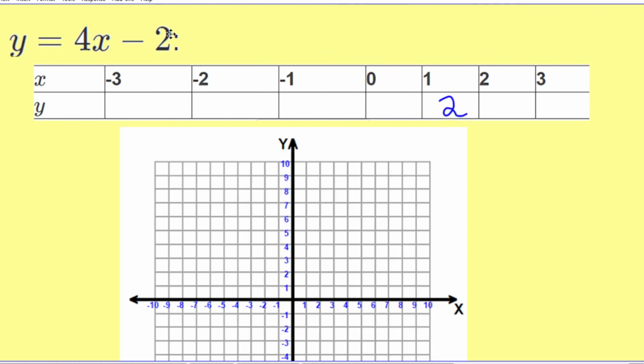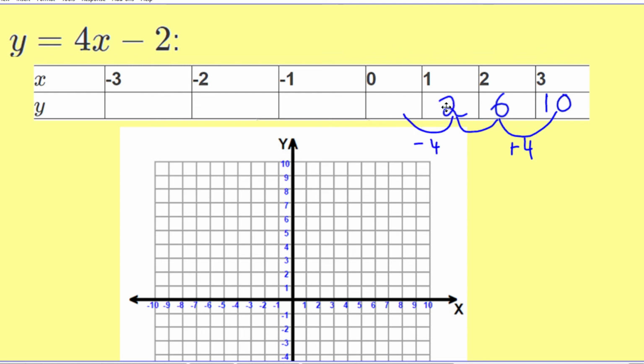2 times 4 is 8. Take away 2 is 6. 4 times 3 is 12. Take away 2 is 10. So I'm looking for my pattern again here with the positive values. So I've got 2, 6, 10. Well, I'm going up by 4 each time. This is plus 4. So in order to go backwards, I need to be taking away 4 each time.